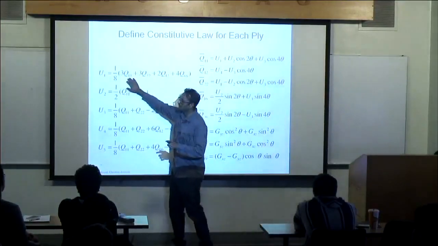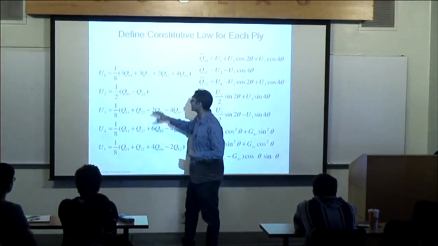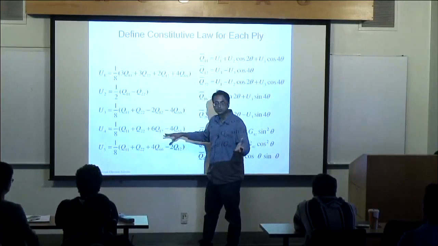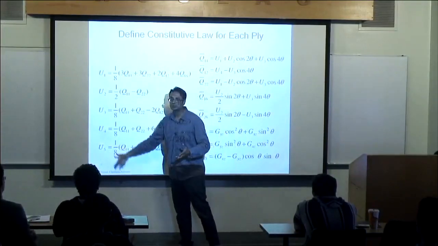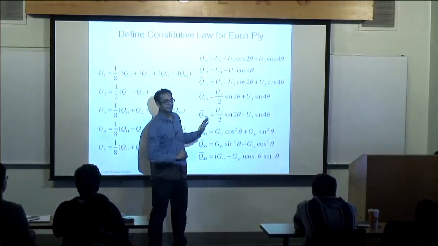If I know the Qs, I can calculate these invariants. We call these invariants, but don't worry about it. You can calculate these Us. You agree? Because I know the Qs. So if I know the Qs, do I know the Us? If I know the Us, ooh, I can do that too.